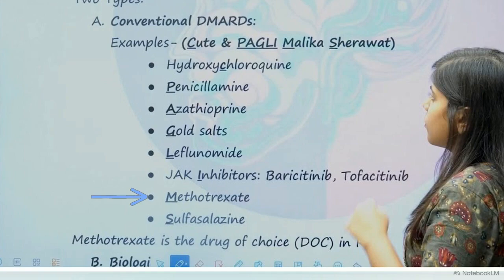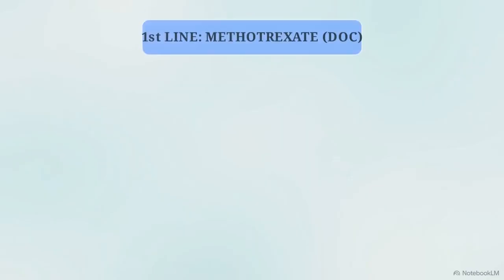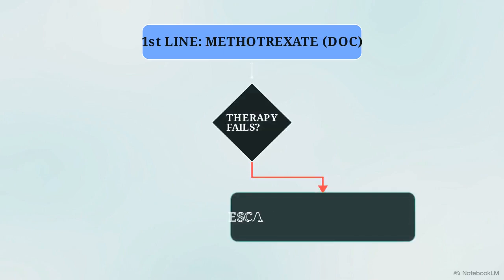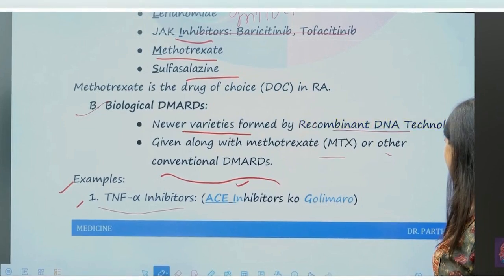While you must know the entire list, one drug in this category serves as the cornerstone for clinical management. Methotrexate functions as the first-line drug of choice, establishing the baseline against which all subsequent biologics are measured. What happens when conventional therapies fail to suppress disease progression? This section introduces biological DMARDs, which are targeted therapies produced through recombinant DNA technology. There is a critical prescribing requirement here. Biologicals are administered in combination with methotrexate to prevent the patient's immune system from neutralizing the drug.